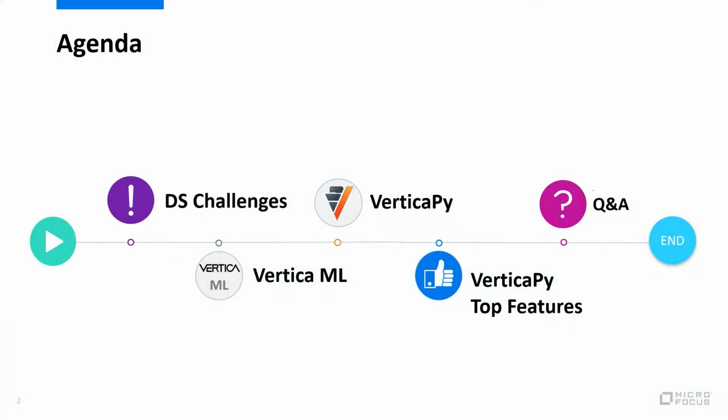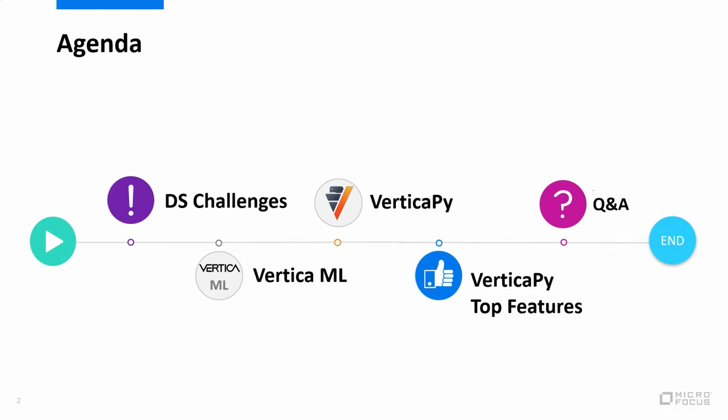We will follow the following agenda. First, we will speak about the data science challenges. When we deal with the data science lifecycle, we have to follow different steps in order to put the model into production. And it can be hard when we use in-memory technologies. And that's why VerticaPy and Vertica ML can bring a lot of value there.